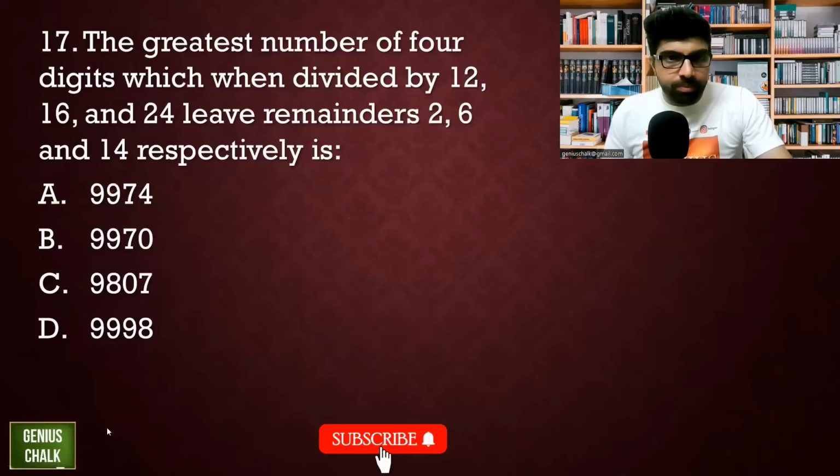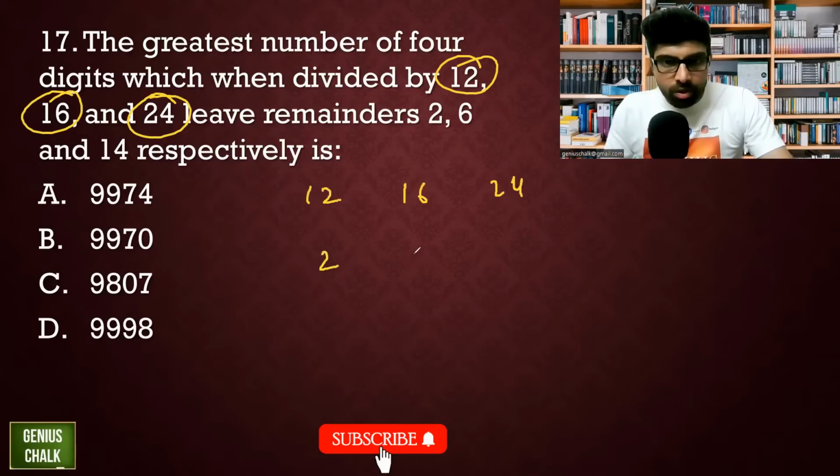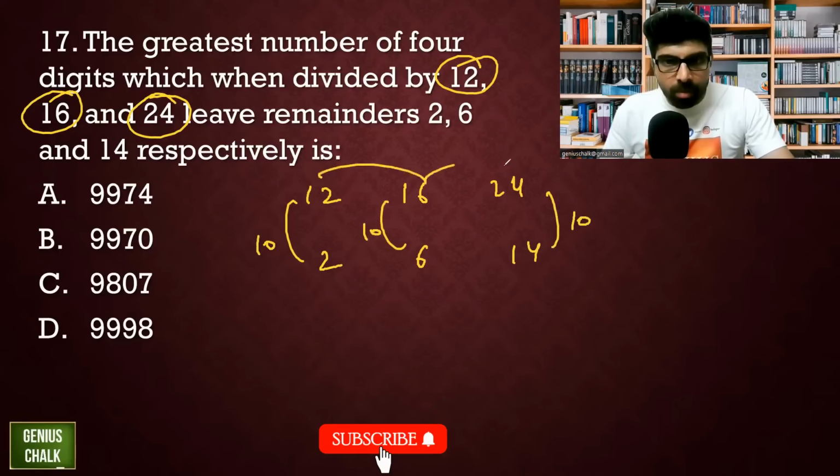All right, next question. The greatest number of 4 digits divisible by 12, 16 and 24, leaving the remainders 2, 6 and 14. The respective difference is 10. Fine. So LCM minus this. So find the LCM.